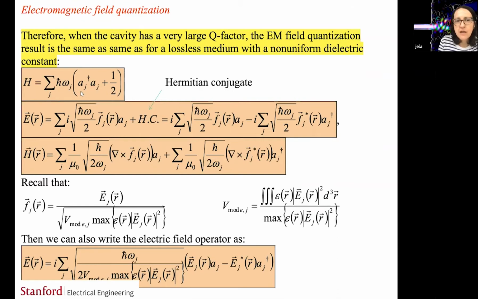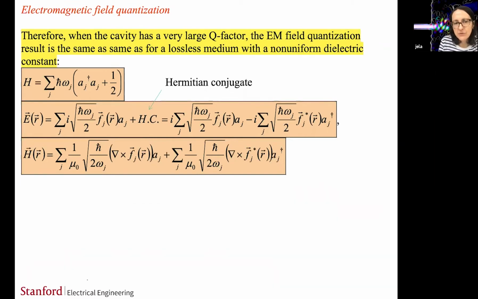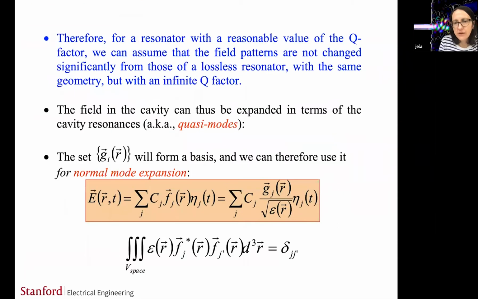So these a_j and a_j dagger are annihilation and creation operators for a specific mode j with the frequency omega_j. And then you can also write electric and magnetic field operators in the form shown here, where you already have spatial field patterns F_j, which are normalized in the way we showed on the previous page, normalized to 1 with an extra factor of epsilon.